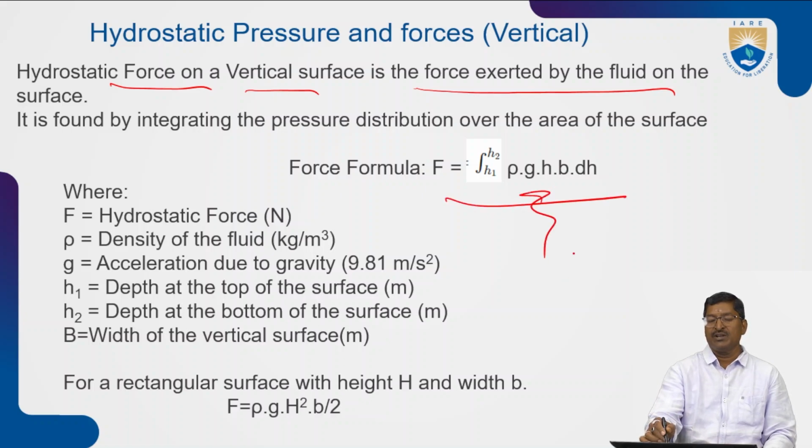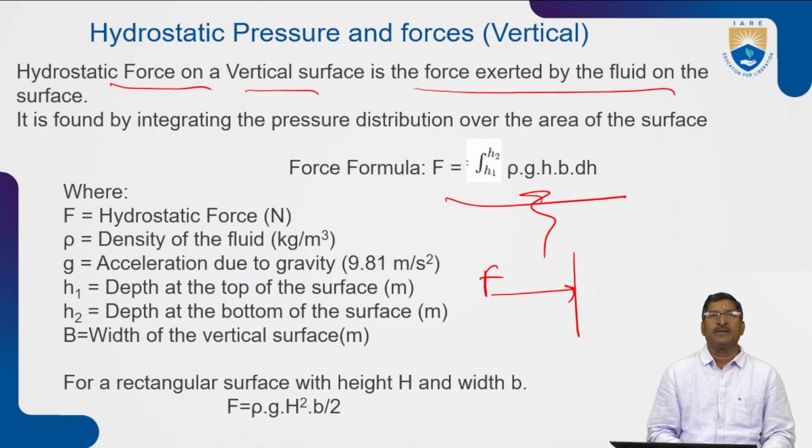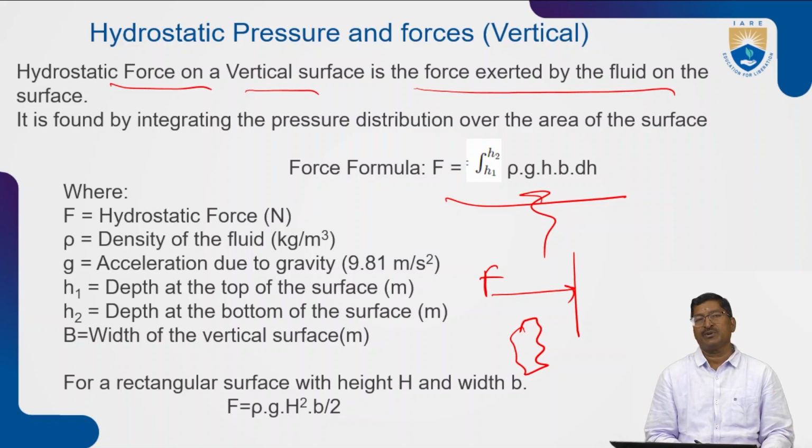So this is a fluid, this is a vertical surface, and this is the force exerted by the fluid onto the surface. It is found by integrating the pressure distribution over the area of the surface. If it is a regular shape, rectangular, we have length into width as the area, and pi d square by 4 for a circular section. So they are regular shapes. If it is an irregular shape, how will you get the area of that particular lamina or surface? That is by using integration.